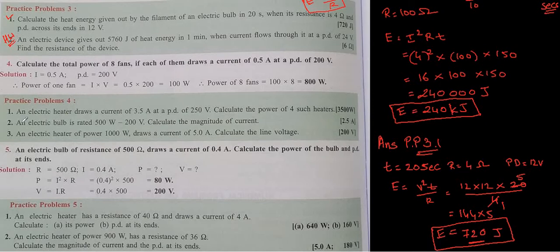Question number 2 is for your homework. Let us solve question number 4. Calculate the total power of 8 fans. Each of them draws a current of 0.5 ampere and the potential difference is 200 volts. So power of one fan is I multiplied by V. So 0.5 multiplied by 200 is 100 watts. For 8 fans it will be 800 watts. Understood? So let us move on to the practice problem. I am going to solve question number 1, 2 and 3. That will be your homework.